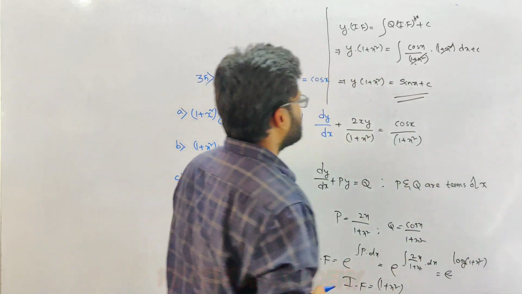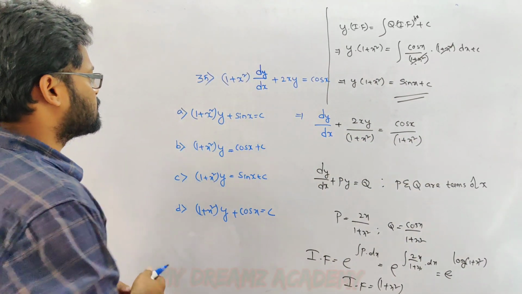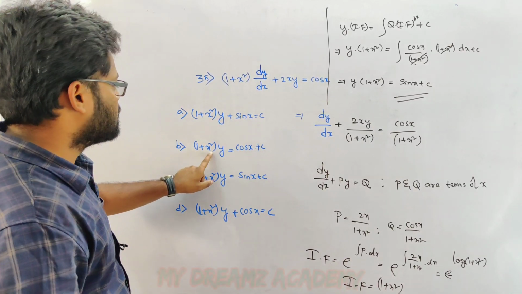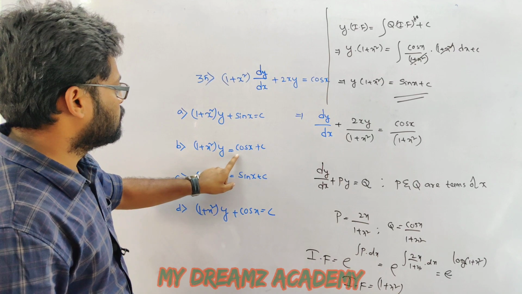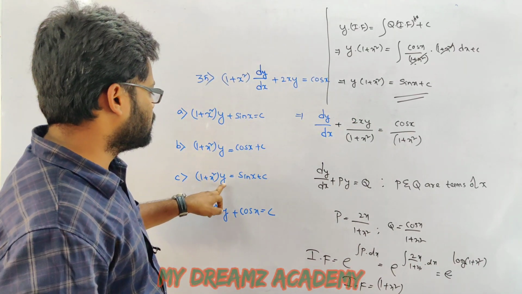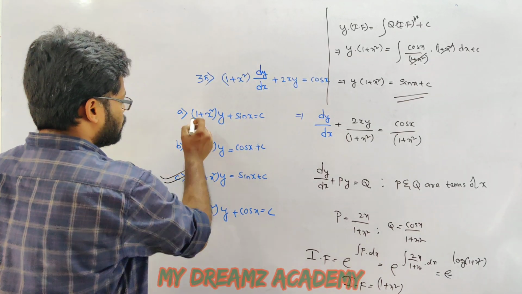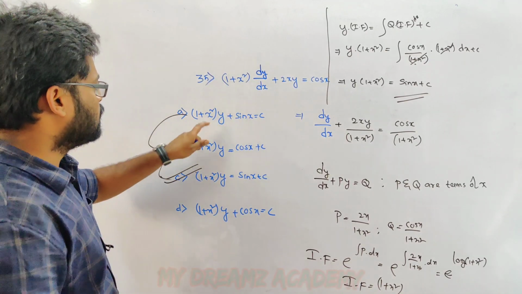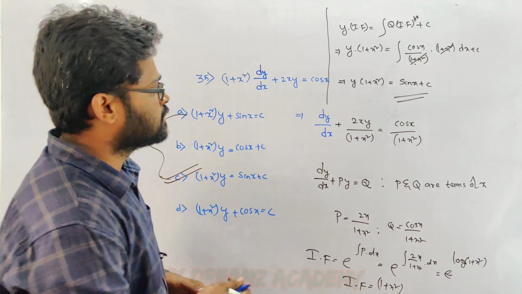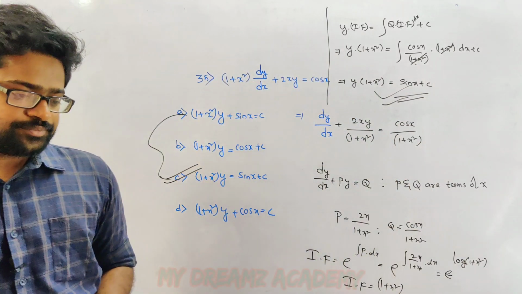We have to see the options. 1 plus x square into y equals plus sin x, this is not it. And 1 plus x square into y is equal to cos x plus c, this is not it either. Here, 1 plus x square into y is equal to sin x plus c. This will be the correct one. Don't confuse it with these two. So option C is correct.